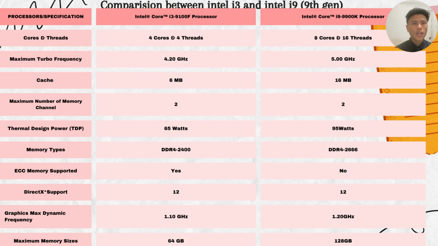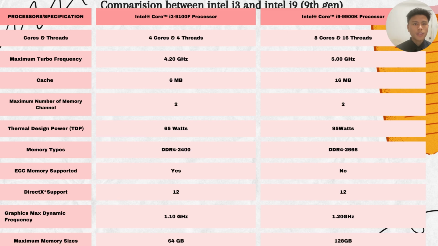Maximum number of memory channels for i3 is 2. It's the same with i9. Thermal design power, TDP, for i3 is 65 watts and for i9 is 95 watts. Memory type for i3 is DDR4 2400 and memory type for i9 is DDR4 2666. ECC memory supported for i3: yes, it supports ECC memory, and for i9 it does not support ECC memory.